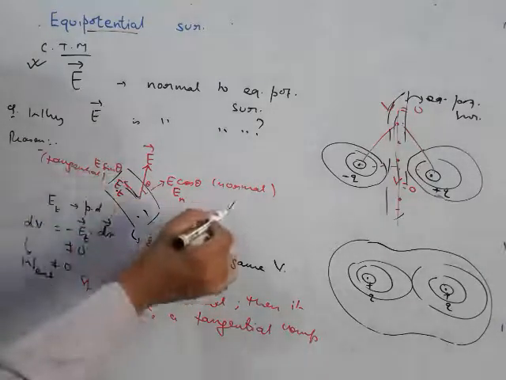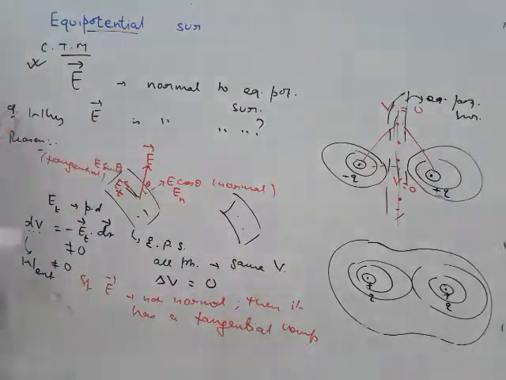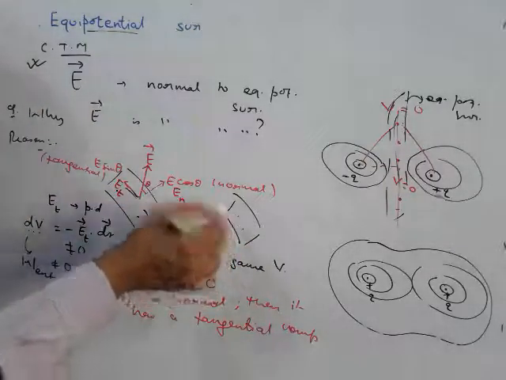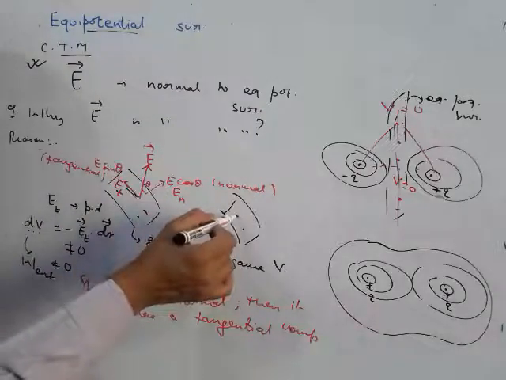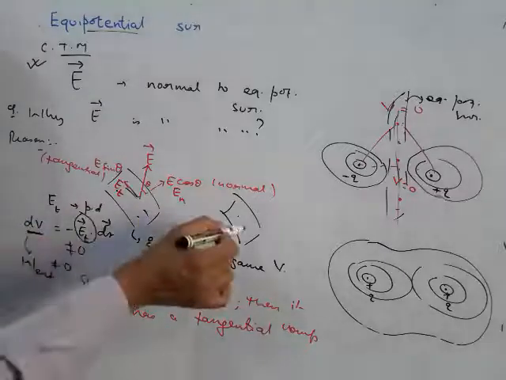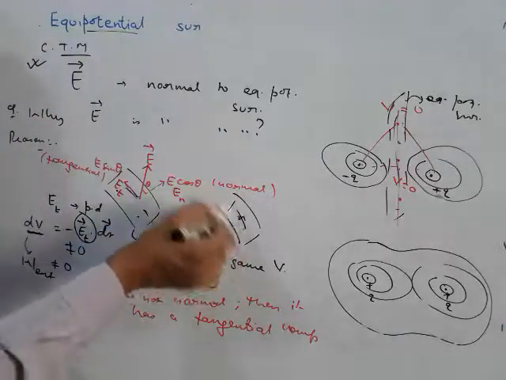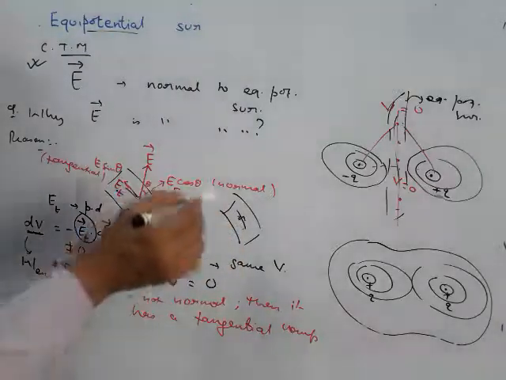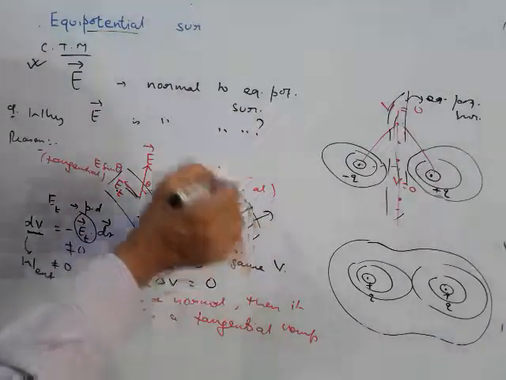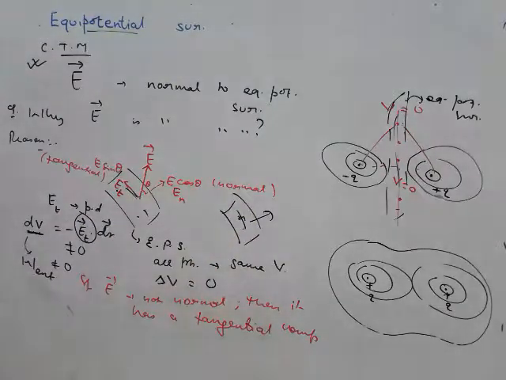You can give the reason in another fashion also. What you can write? If there be any equipotential surface, any 2 points on the equipotential surface must have the same potential. That means potential difference must be 0. If potential difference is 0, electric field along the tangent must be 0. There cannot be any component of electric field along the equipotential surface. This is possible only if the electric field is normal to this particular equipotential surface. So this answer you can write for this particular question.